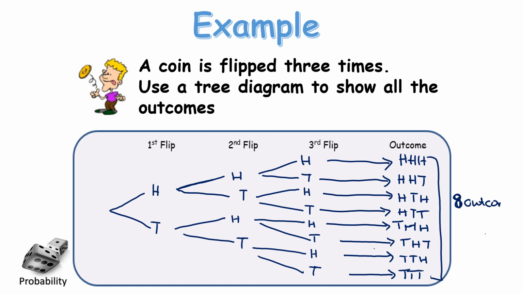Now we could have used our fundamental principle of counting. 2 outcomes by 2 outcomes by 2 outcomes. 2 by 2 is 4, by 2 is 8. But they wanted us to list all the outcomes. Now with heads and tails, they'll all have the same chance. So each outcome is going to have a 1 in 8 chance of occurring.